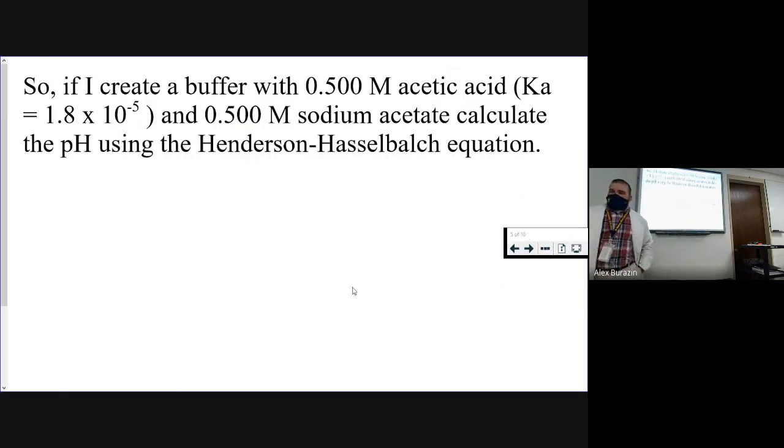So if I create a buffer with 0.5 acetic acid and 0.5 sodium acetate, same one we did yesterday, let's use the Henderson-Hasselbalch equation to solve for pH. Yesterday, what we did was set up an ice table, set up K, used X in our ice table, and solve for X to solve for pH of this thing. It was kind of a pain in the butt. Today, since we have a buffer, we're going to use this equation.